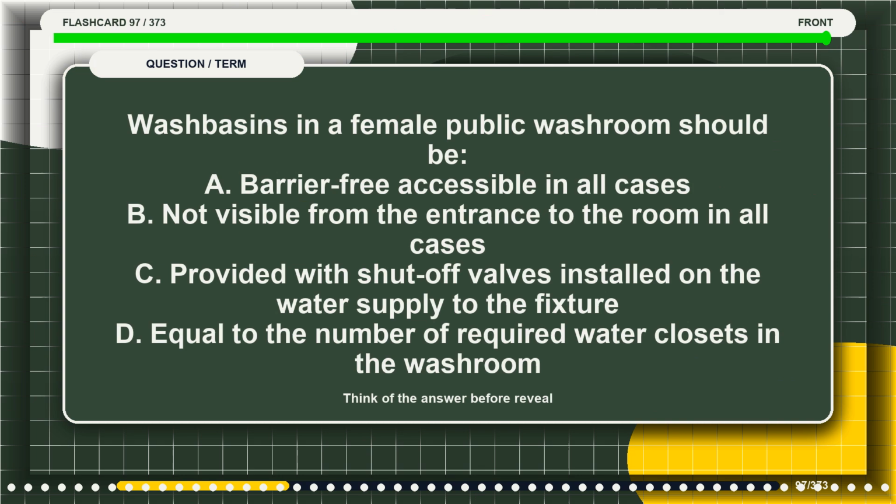Flashcard 97. Wash basins in a female public washroom should be A. Barrier-free, accessible in all cases. B. Not visible from the entrance to the room in all cases. C. Provided with shut-off valves installed on the water supply to the fixture. D. Equal to the number of required water closets in the washroom. Think of the answer before the reveal.